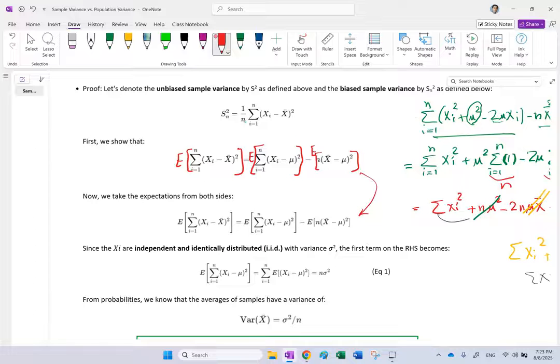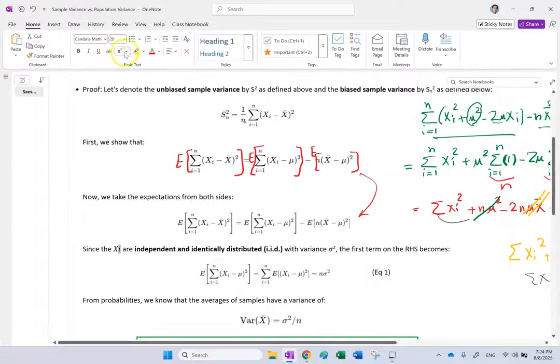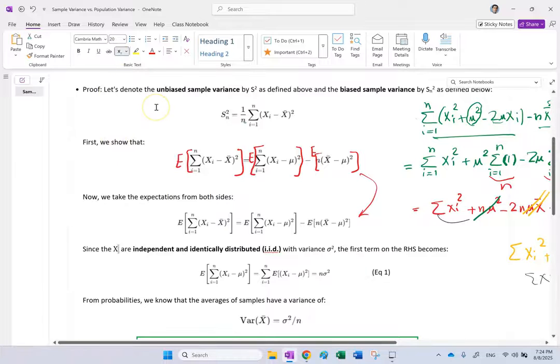Good. Now, here we assume that all of the data that you have in your population and as well in your sample are IID. And you might say, what is IID? IID means independent, and also identically distributed. So they all come from the same distribution, and they are all independent from each other.